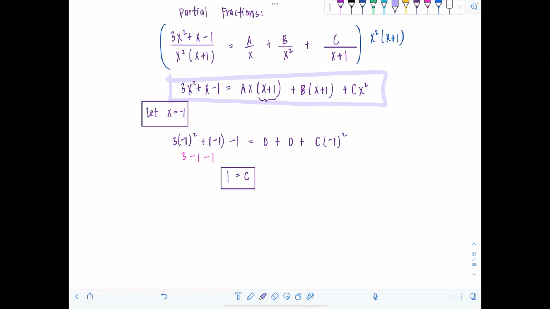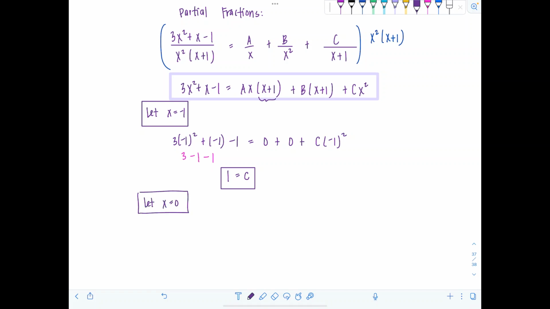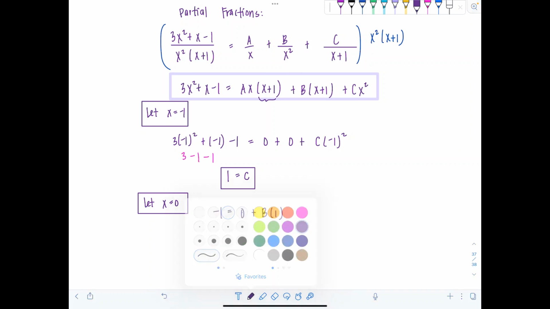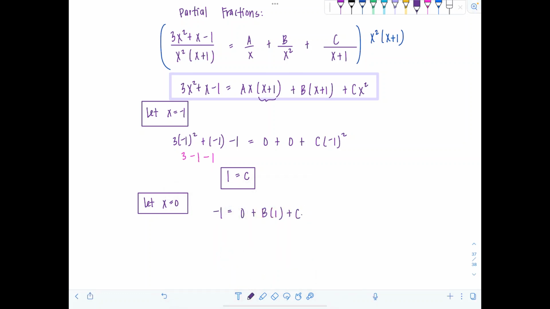Oh, how fabulous. All right, I'm going to box this because this is the important piece to work with. What if we let x equal 0, since that will zero out the Cx squared term? Let me write that down. That's what's happening next. So let's let x equal 0. Then on the left-hand side, I'm just going to have -1 equals 0 plus B times 1 plus C times 0.